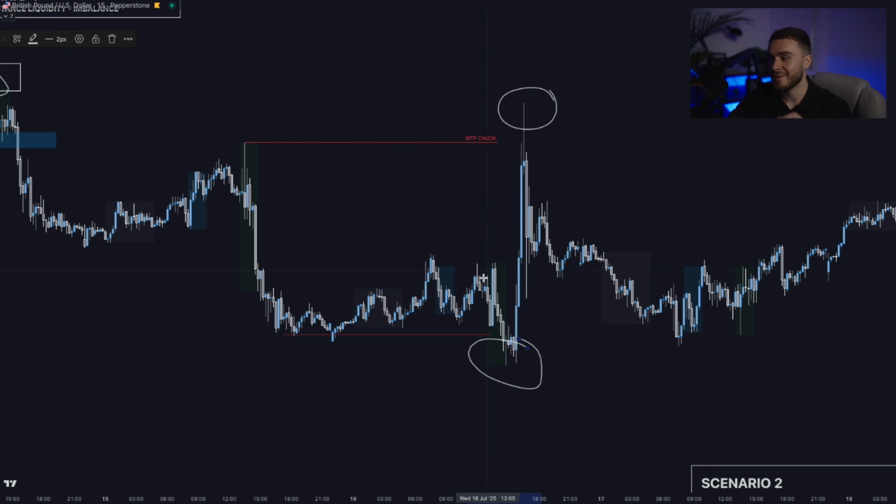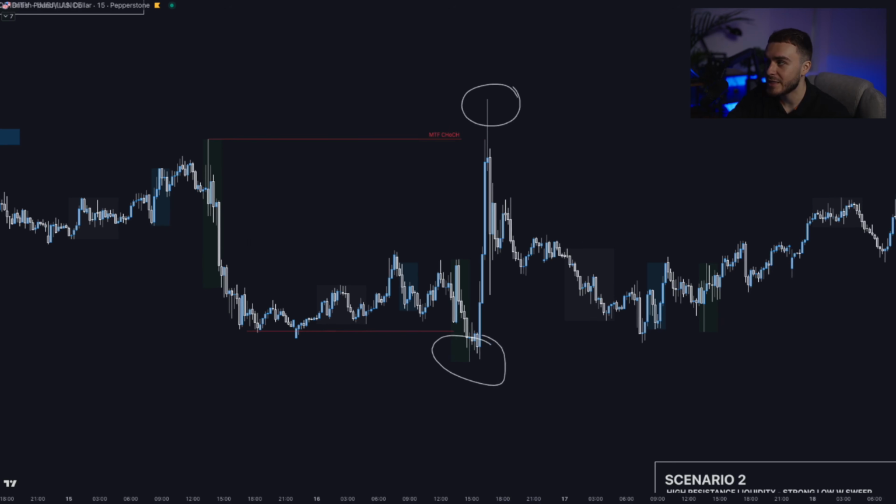So what does this mean? Right before the change of character, right before this was confirmed as a strong low, what we started to see was institutions started to come in and sweep this particular area. What does this actually mean? This therefore becomes a high resistance liquidity zone. So, does this mean it's going to be harder to break through or easier to break through?